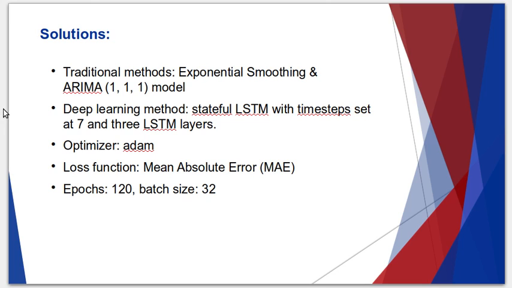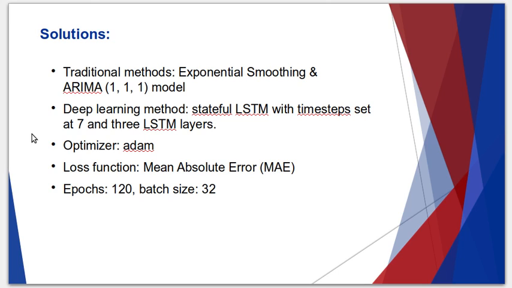So the solution: for exponential smoothing, we use the Holt-Winters model, and for ARIMA we use the (1,1,1) model, which is the best model from the auto ARIMA function. For the deep learning method, we use stateful LSTM with time step set at 7 and 3 LSTM layers.